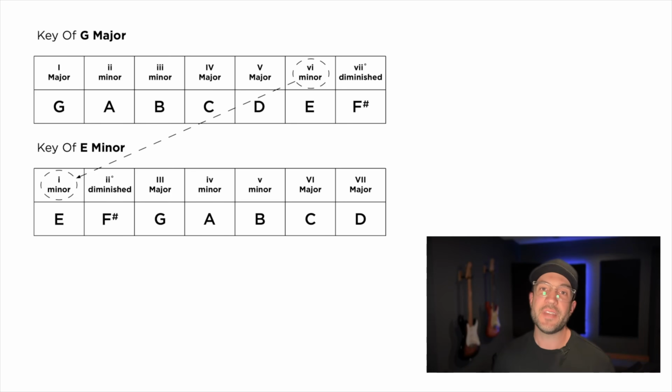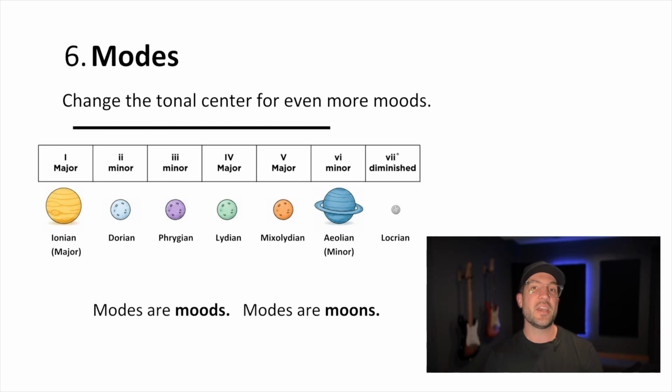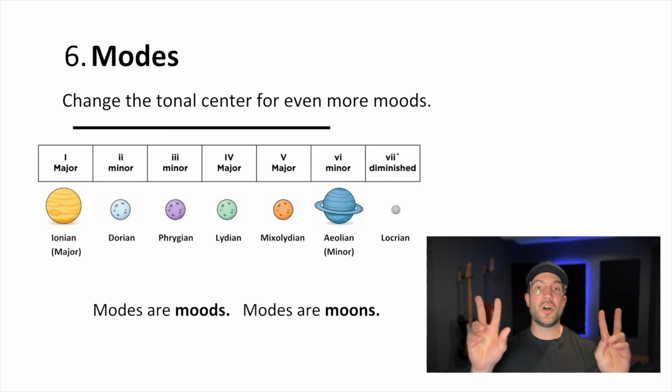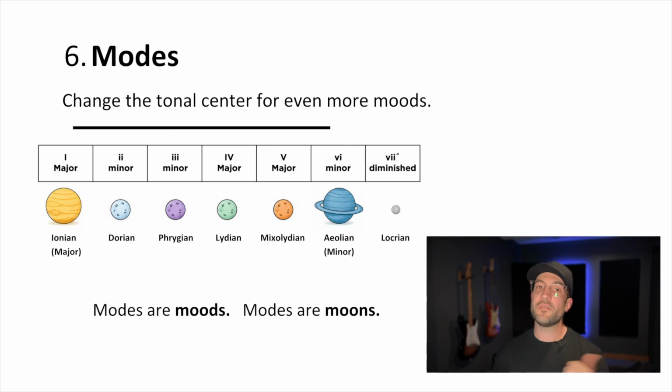And finally, I have the idea of modes. Now, just like to create a major sound, I start from the 1. To create a minor sound, I start from the 6. I can actually start from any position of the major scale, and I get what are called modes, which are more subtle moods and scales that you won't find in just pure major or pure minor keys.